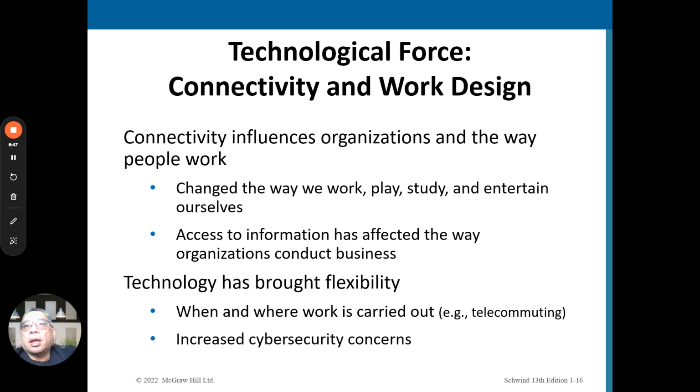Technological force. Connectivity influences organization and the way people work. It changes the way we work, play, study, and entertain ourselves. Access to information has affected the way organizations conduct business. Technology has brought flexibility, such as when and where work is carried out, and increased cybersecurity concerns.